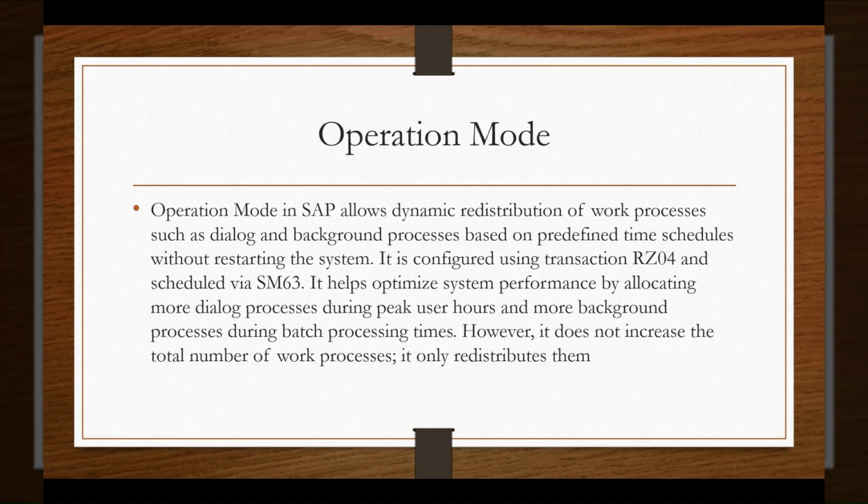Okay. SM36 is for background job creation, SM37 is for background job log checking, and SM63 is for time zone, like scheduling time zone based. Okay, it helps optimize system performance by allocating more dialog processes during peak user hours and more background processes during batch processing. However, it does not increase the total number of work processes, it only redistributes them. Like, for instance, if your system is having 30 work processes, it will have 30 only. What it will do is, it will just redistribute these work processes among various instances.